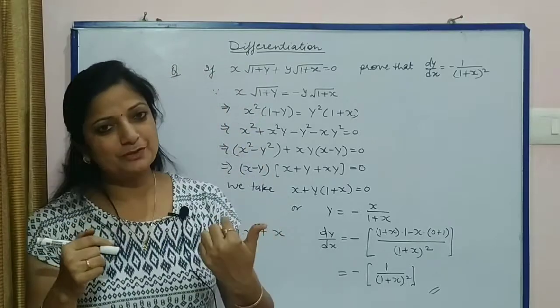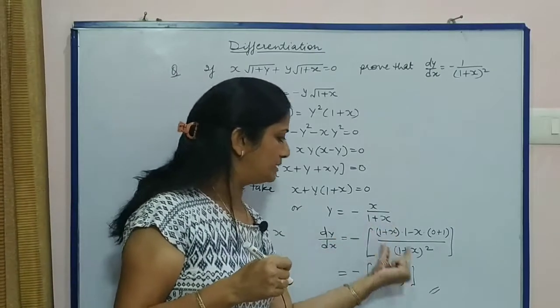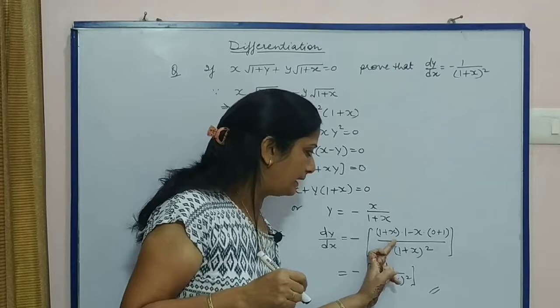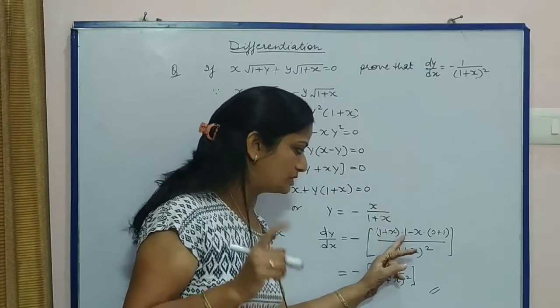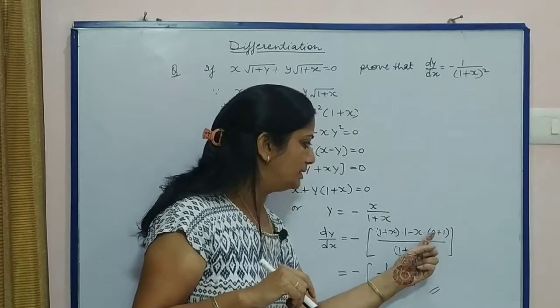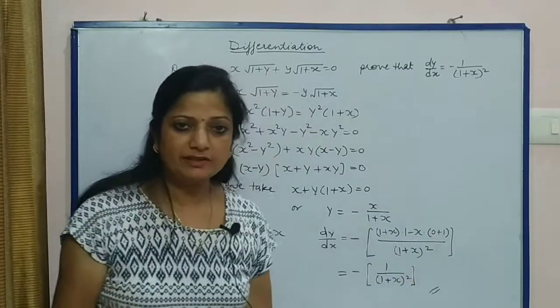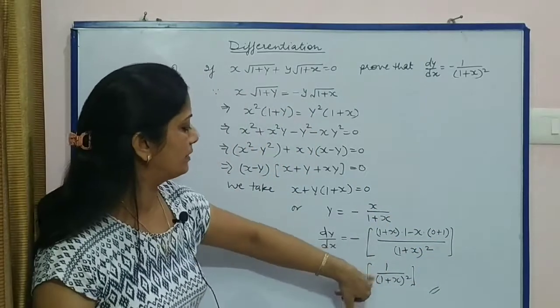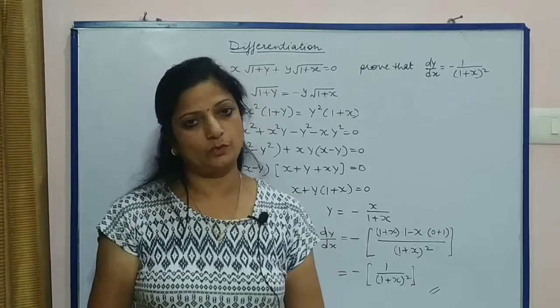Now we apply the quotient rule. By the quotient rule, denominator squared here, denominator as it is, d/dx of x, which is 1, minus x as it is, d/dx of this term, 0 plus 1. So after simplification we have -1/(1+x)².